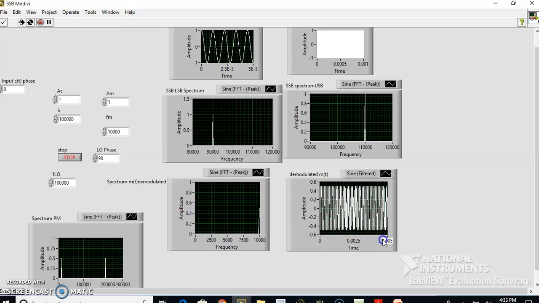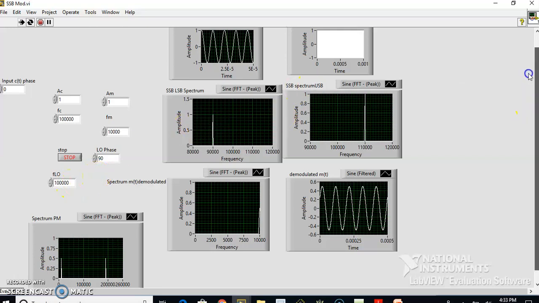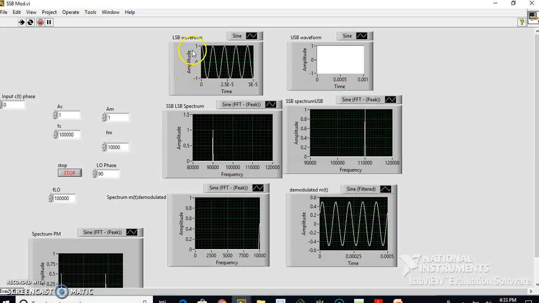If different, I have taken the local oscillator magnitude as 1. You can see the parameters here; if I change them, this is because the amplitude of the local oscillator changes. So this is single sideband modulation. This way we understand SSB in LabVIEW.